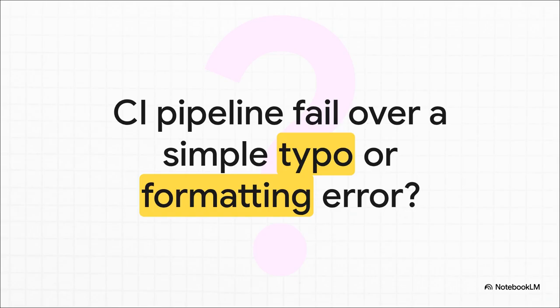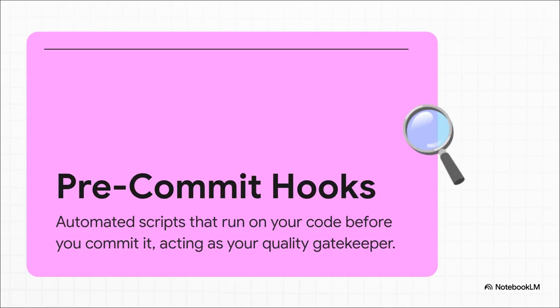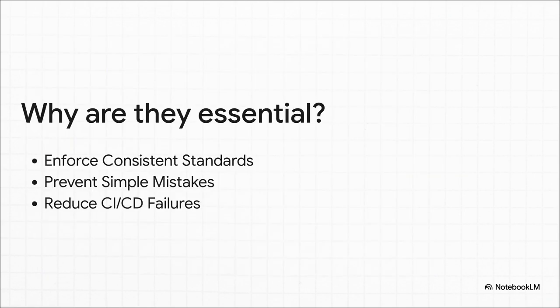But what if you could catch all that junk before it even leaves your computer? Well, that's exactly what pre-commit hooks are for. They are literally your personal automated quality gatekeeper. They're just these little scripts that run on your code automatically, right before you commit it. And if they spot something wrong, nope, they stop the commit right in its tracks and tell you, hey, you need to fix this first. It's brilliant. So, okay, why is this such a big deal?